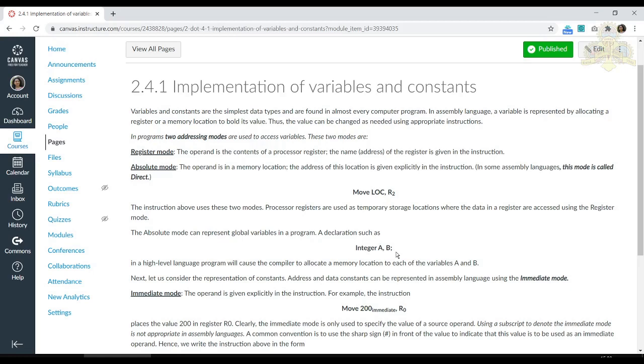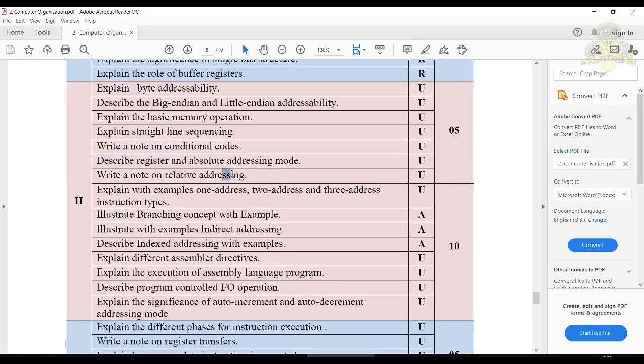Explain register mode and absolute mode. So the next question is write a note on relative addressing.